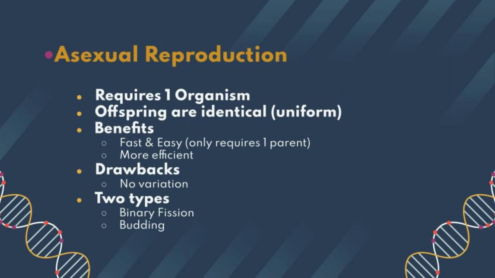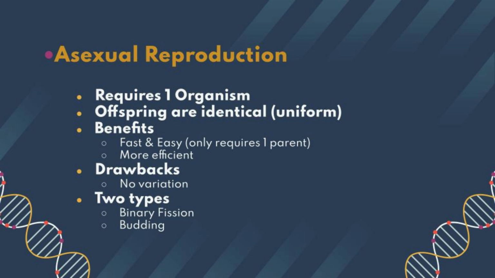If an organism utilizes asexual reproduction, it only requires one organism, but all of the offspring are identical or uniform. The benefits to this is that it's fast and easy. You only need one person, you don't have to go hunting for a mate and try to woo them over. It's also more efficient. It doesn't need as much energy as far as just the actual ATP and energy cost of reproduction. But the biggest drawback is that there's no variation.